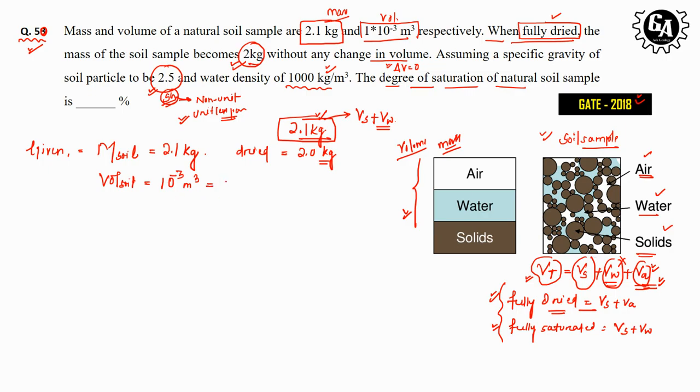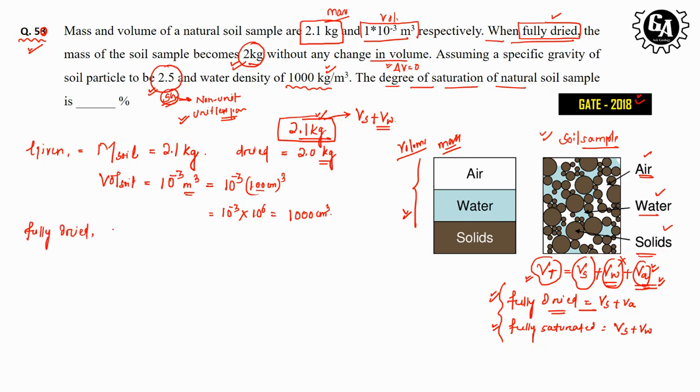Let's change it to centimeter cube. 10 to the power minus 3 meter cube. 1 meter is equal to 100 centimeter, so its cube is 10 to the power 6. So 10 to the power minus 3 into 10 to the power 6 is equal to 1000 centimeter cube. This is the volume of the soil sample. Then when this soil sample is fully dried, what is the mass of water? When it is in the fully dried case.